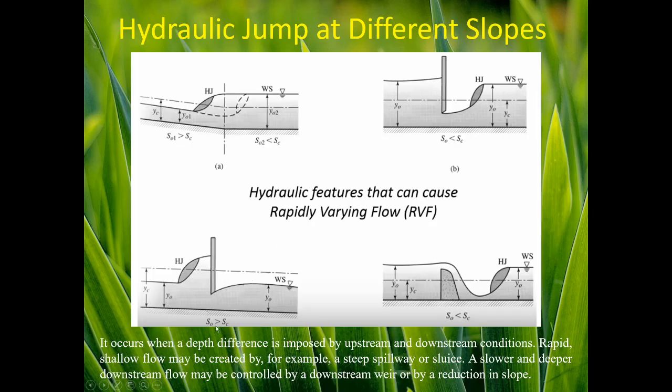Another case is case C, in which a hydraulic jump appeared at the upstream of the sluice gate. Then we have a supercritical flow regime. As you see, the flow depth is less than critical depth, either in the upstream or in the downstream of the sluice gate.